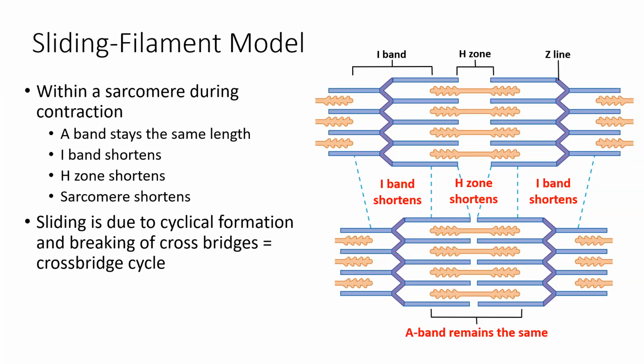And that's why we refer to it as a cyclical process, because it's happening over and over and over again for the sarcomere to shorten. So that making contact, breaking contact, moving to a new position, making contact, dragging, breaking contact is the cyclical part of the cross bridging.